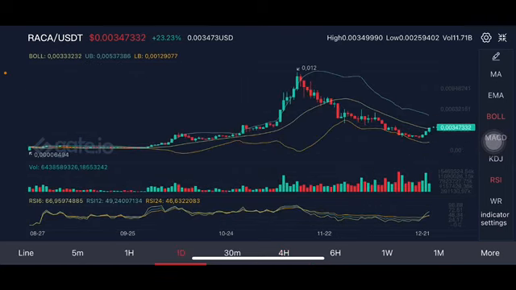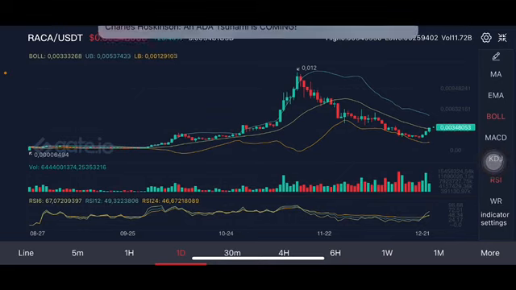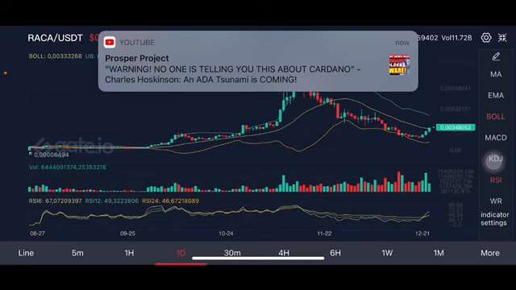For the daily chart, basically it's already above the middle band, slightly at 0.0033 US dollar. Try to look at it the other way, go to this one, the blue one here, the upper band at 0.0053 US dollar. So I'm using Gate.io basically. You can also buy Raca on PancakeSwap, right?